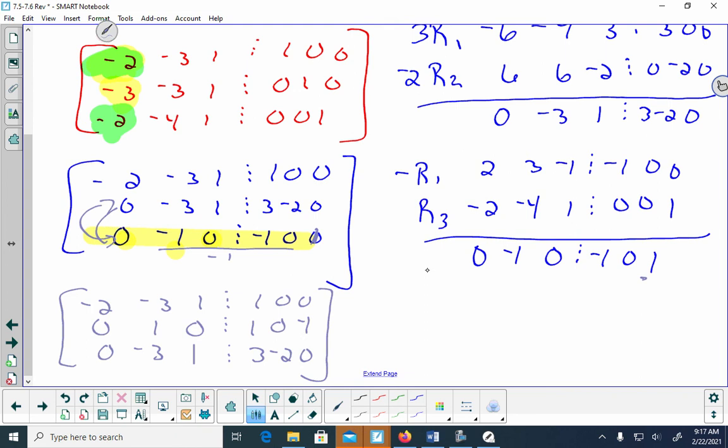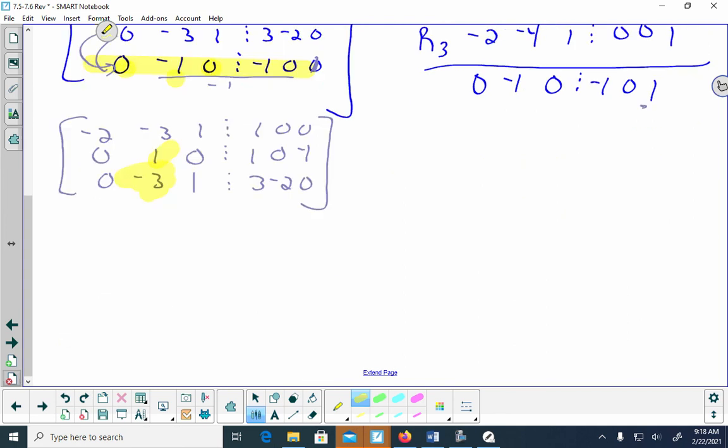Okay, so I divide that by negative 1. I have that, so now I'm good. I'm still going to follow that same pattern. I am going to do row 2 and row 3 to eliminate the y. So I'm going to multiply row 2 by 3.